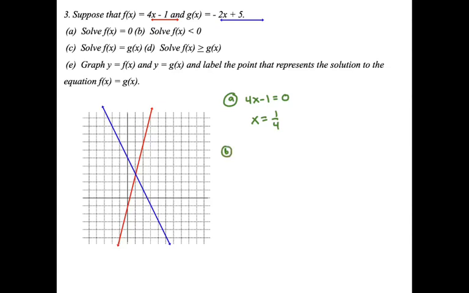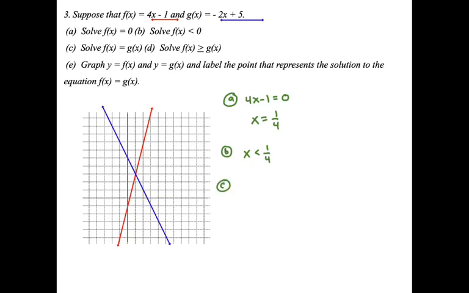All right, for part B, we are asked to solve where our function f of x is less than 0. So where is the red line under the x-axis, essentially? Where are the y values of our function less than 0, which means where is this red line under the x-axis? Now we cross the x-axis at x equal to 1/4, and that red line is underneath the x-axis for all the values of x left of that 0. So we're going to write it like this: x is less than 1/4. For all of those values of x less than 1/4, our function f of x is less than 0.